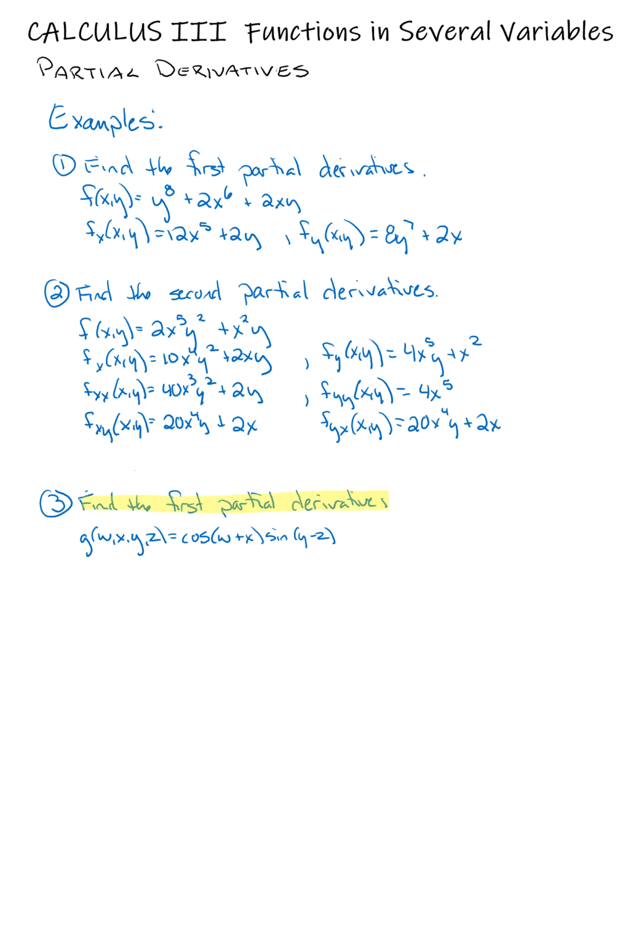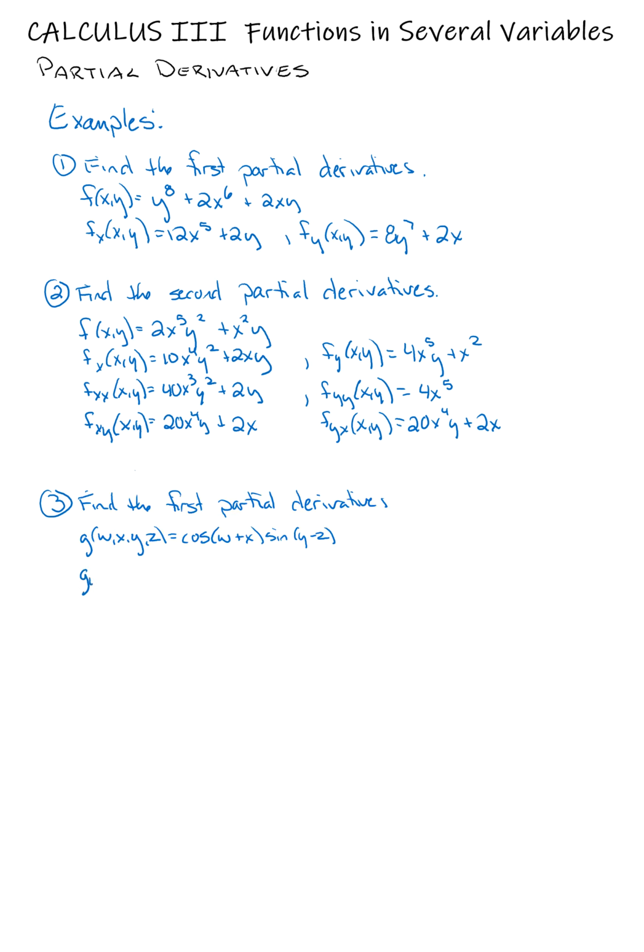We want to find the first partial derivatives of g. Notice g is described by 4 variables, w, x, y, and z, and it is the cosine of w plus x times sine of y minus z. Oh dear, that looks like it's a product. Will we have to use the product rule? Well, let's take a look.